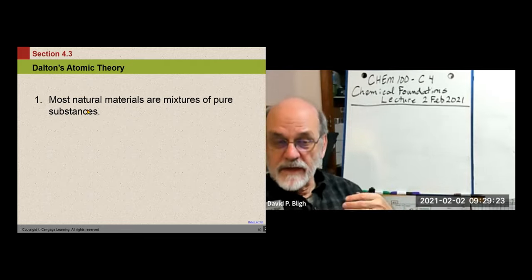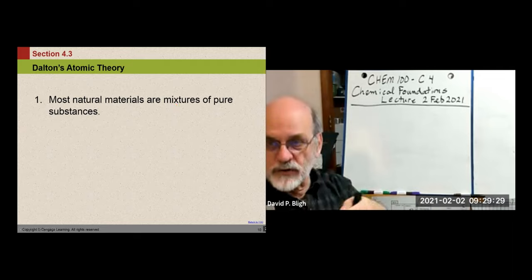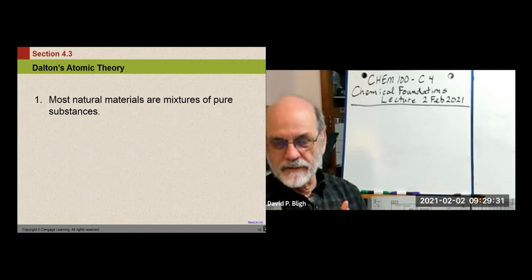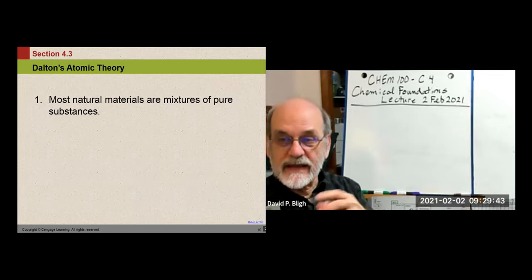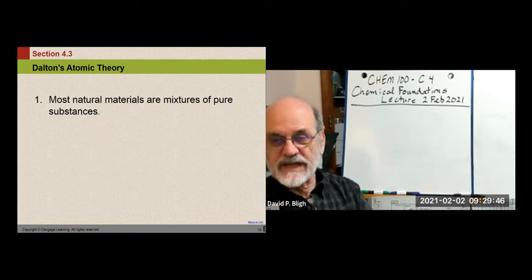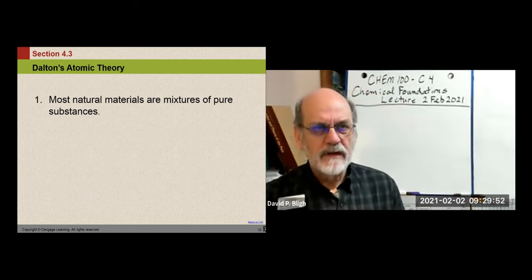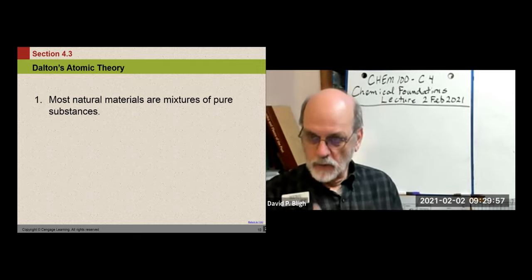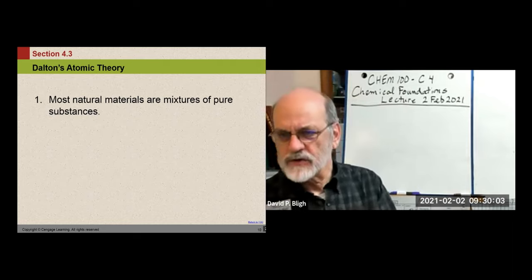First, he said that most natural materials are some mixture of pure substances. Right? So what do we mean by that? A mixture is something that can be separated by physical means, which means that we don't have to break any chemical bonds to get at the components of a mixture. For instance, if you mix sand and water, right, you get water and sand. They haven't changed. They're still water and sand. They're just mixed together. Well, how would you separate them?